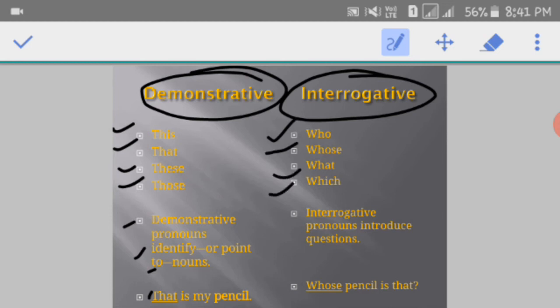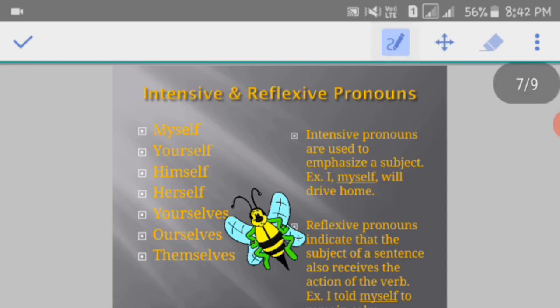Next pronoun is the interrogative pronoun. Words like who, whose, what, which are interrogative pronouns. What is the function of interrogative pronouns? They are used to introduce a question. Example: whose pencil is that? Here the word whose asks about a person, whose pencil it is. So this is making a question, and it is a pronoun also. This is an interrogative pronoun.